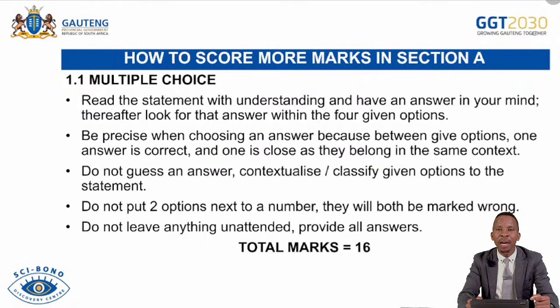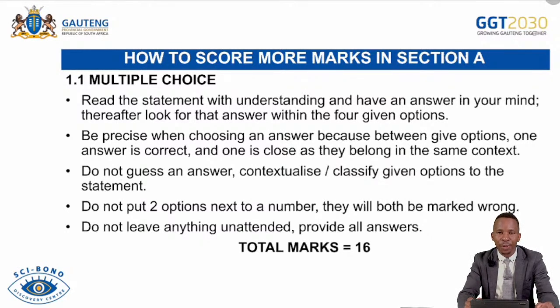Remember, each and every mark counts. Be precise when choosing an answer, because among the given options, one answer is correct and one is very close, as they belong in the same context. So given these four options, there's one answer that is purely correct, another answer is relative, and others are simply wrong. Be aware of that. That's why you need to understand the statement thoroughly before you choose the correct answer. Do not guess an answer. Contextualize, classify given options to the statement.